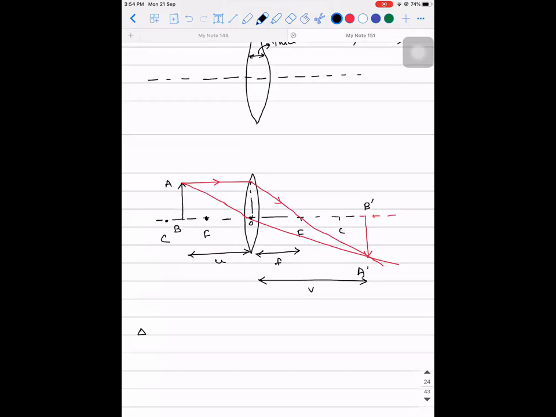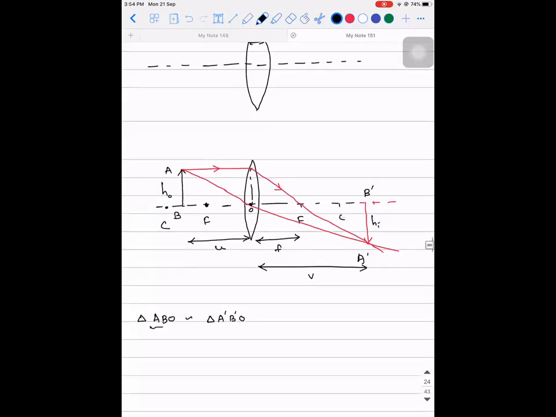That also I told you. You need to take a triangle. Let's say ABO is similar to which triangle? Triangle A dash B dash O. So this is the height of the object. This is the height of the image. So when ABO is similar to triangle A dash B dash O, we can say AB divided by A dash B dash is equal to AO divided by A dash O. Accepted?